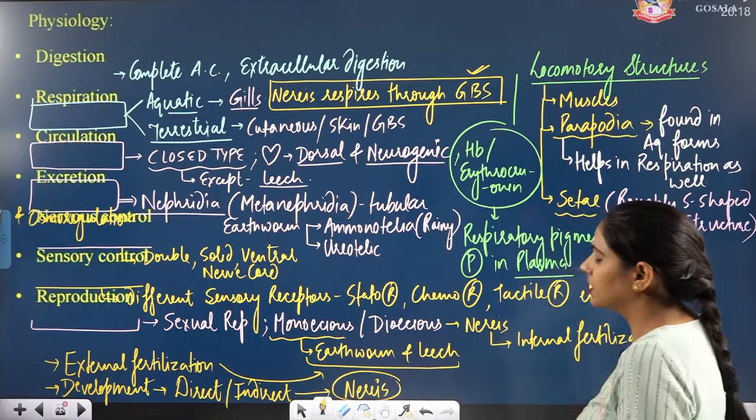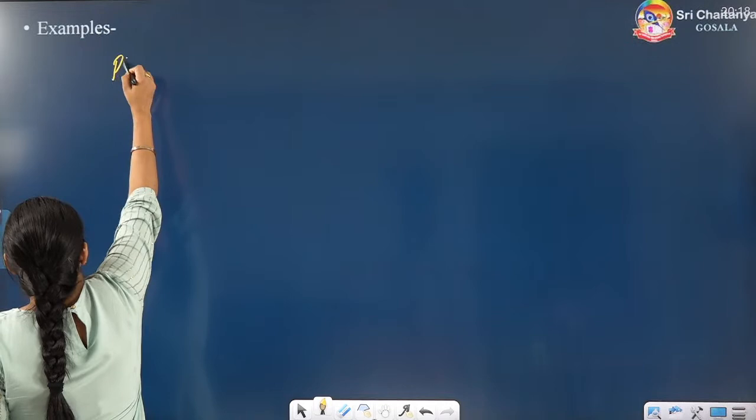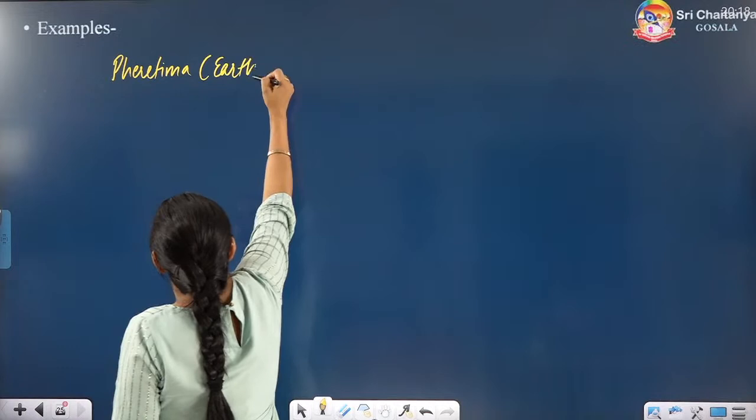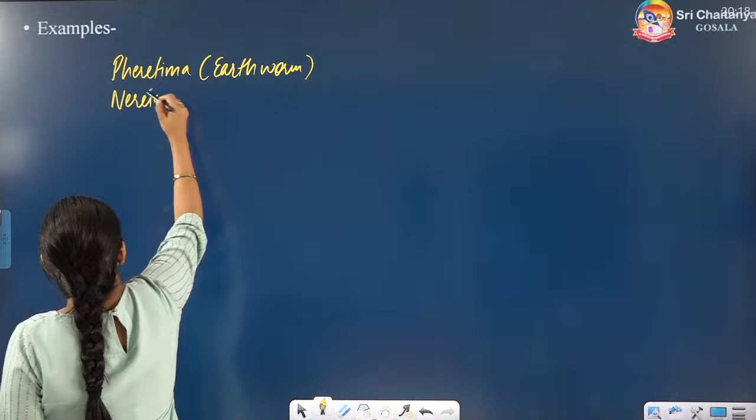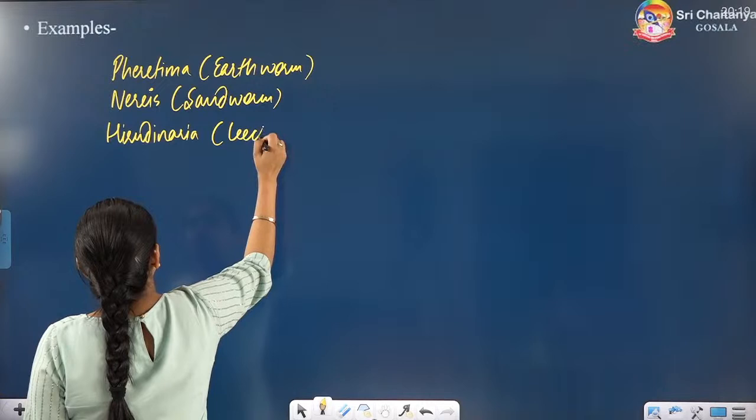Now, examples. I have already told you the examples. Three examples are there. One is earthworm, known as Pheretima. One is Nereis, which is sandworm. And the last one is Hirudinaria, which is the blood sucking leech. So only three examples are given in this phylum.